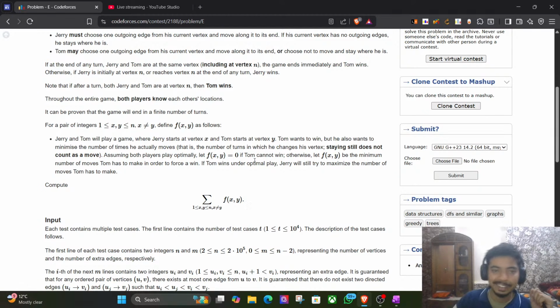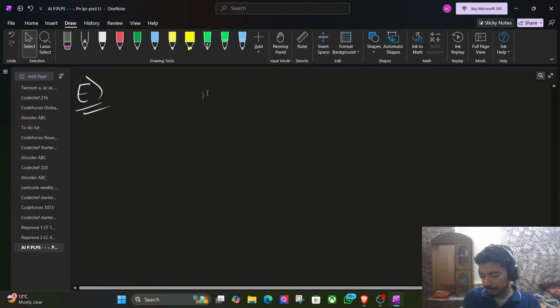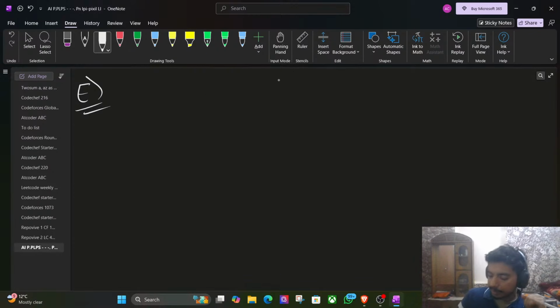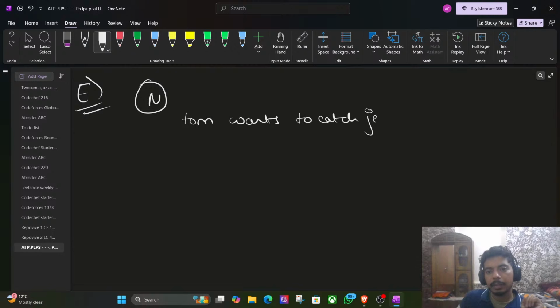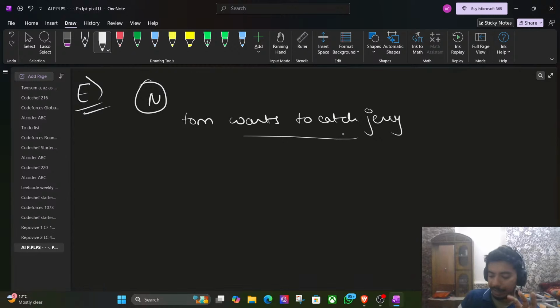It was quite a large question. So let's start by imagining that we are given the nodes. If Tom wants to catch Jerry, there is only one possible thing that will happen. First, we have to know the structure that will form after we connect all these edges. So if we try to connect all the edges, let's take some example.